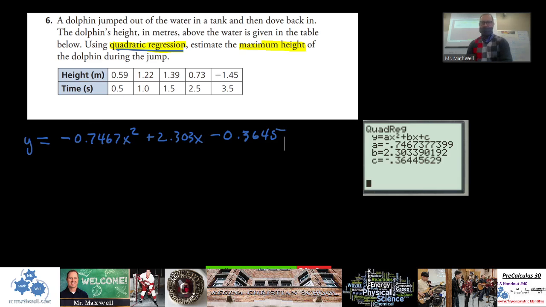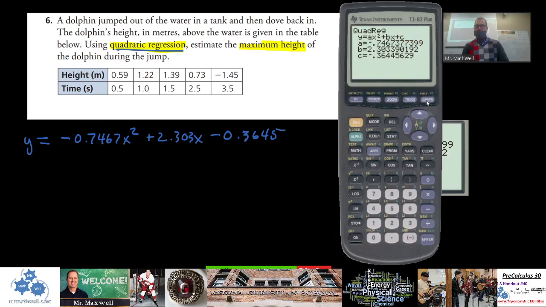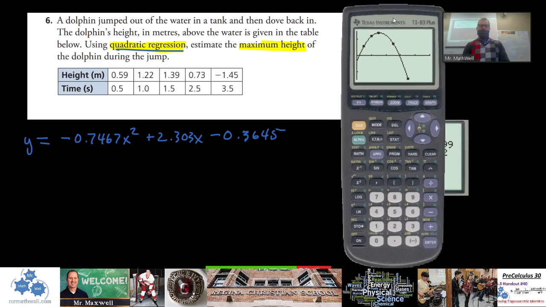So let's just check and see what that looks like when we hit graph now. So we should see the points, and we should see this quadratic going through here. Awesome. Okay, so that is the path of the dolphin given these data points. Okay, it looks pretty good. So what does it say?